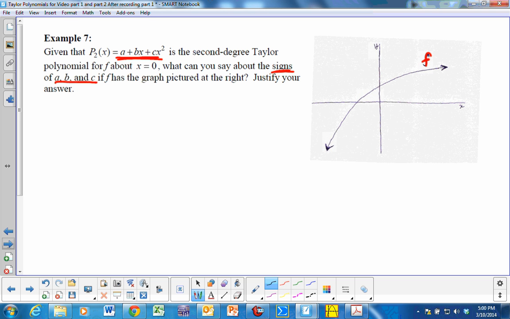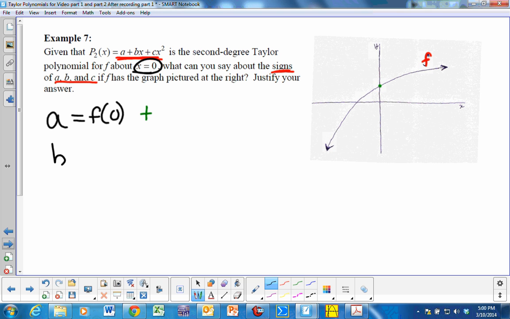So let's figure out what that would look like. If I were making that polynomial, remember that a would have come from being just the value of the function evaluated at 0, because we're doing it about 0. Well, the function value at 0, we can see it right here on the graph, and it is certainly positive. What are the signs? So we can see that a has to be positive.